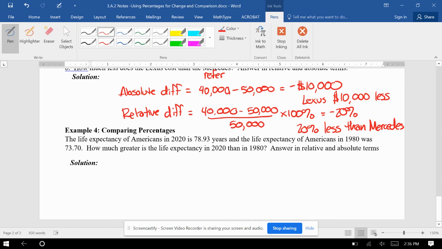Okay, so let's take a look here at our last example. It says the life expectancy of Americans in 2020 is 78.93 years, and the life expectancy of Americans in 1980 was 73.7. So clearly medical advances are meaning that we can live longer lives, which is great. It says how much greater is the life expectancy in 2020 than in 1980? So we're going to talk about it in relative and absolute terms.